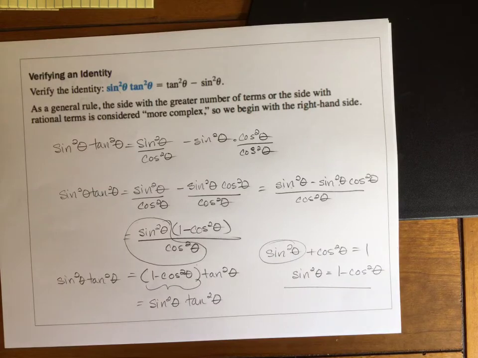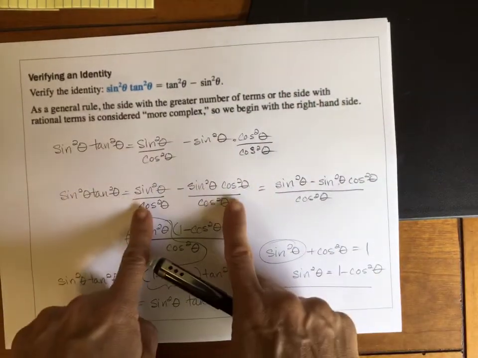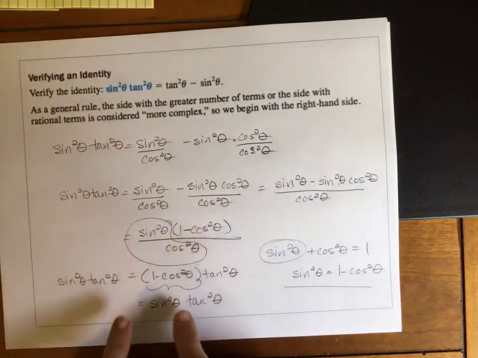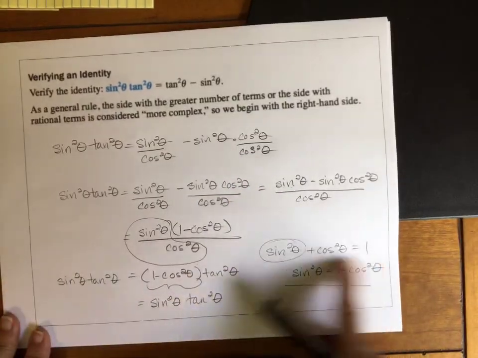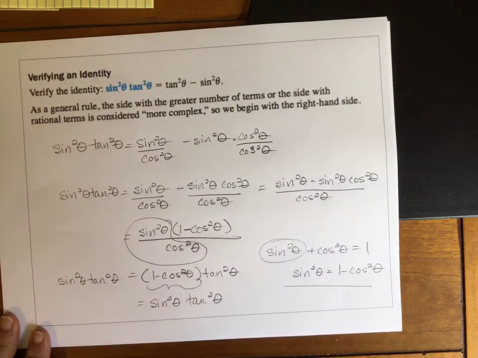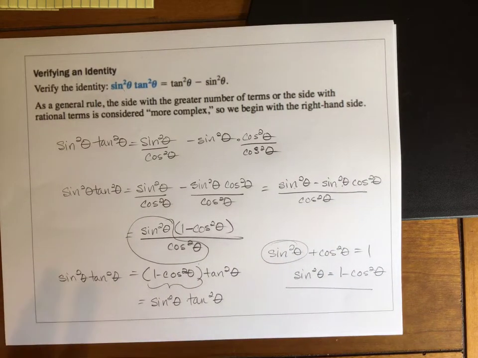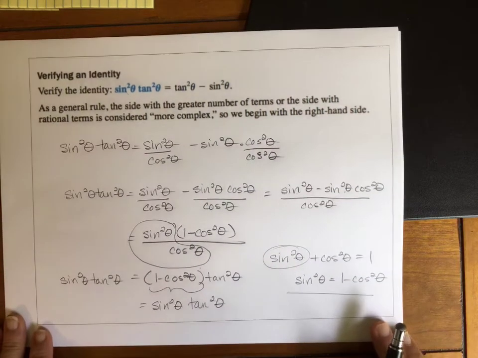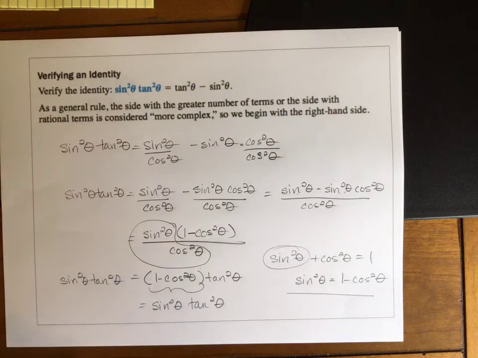All right. That was pretty involved. But we used a lot of different strategies. We used finding a common denominator, we used factoring, and then we used substitution, knowing our other Pythagorean identity. All right, let's show a couple more examples. Just with identities, the more you see, the better. The more you try on your own, the better as well.